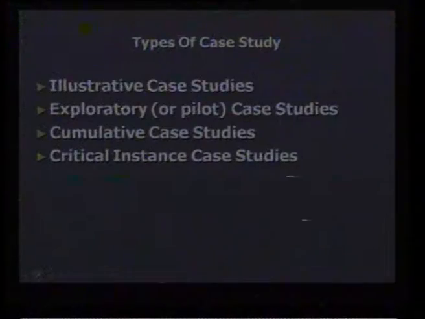Then the third type of case study is the cumulative case study. Cumulative case study refers to those cases in which the researcher aggregates or collects information from several areas. Say if the researcher is trying to study the downfall of Satyam industry, they may try to collect information related to the history, beginning, or the current position of Satyam industry from different sites.